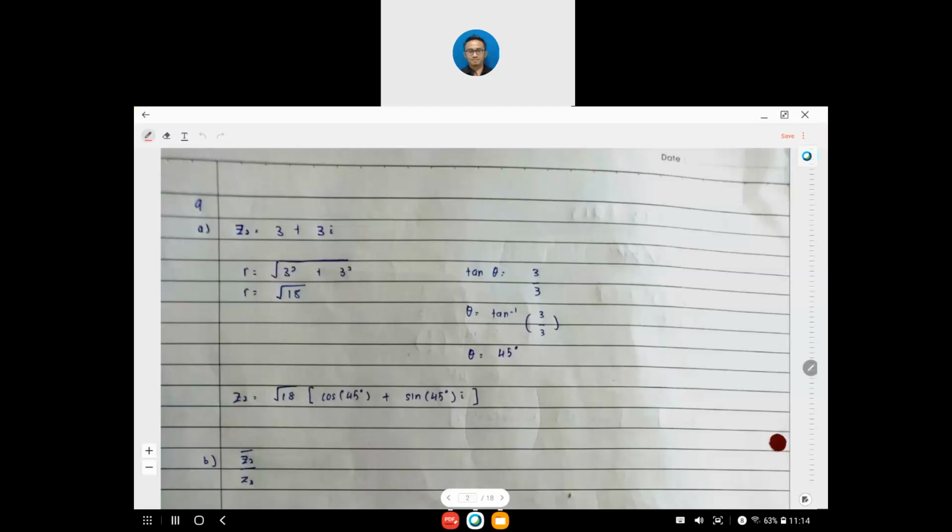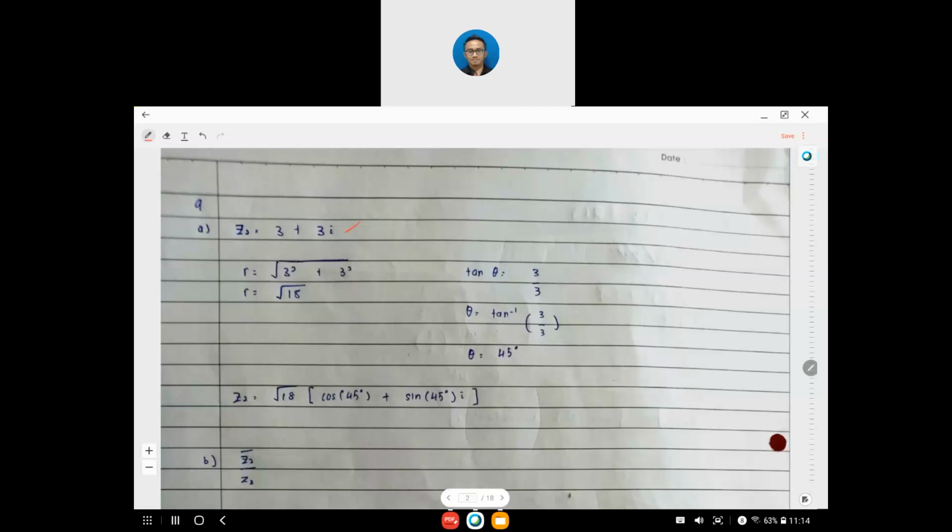Now looking at question 9a, you want to find Z2. What is the argument for Z2, and what is the modulus for Z2, and then convert to polar form. We know that Z2 equals 3 plus 3i, and you want to find the value of R. The value of R is the square root of a square plus b square.